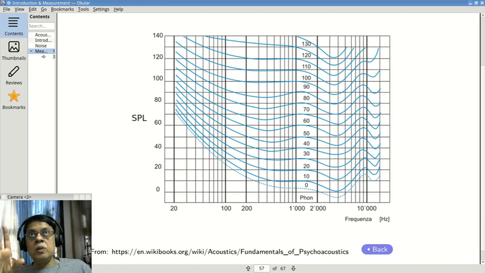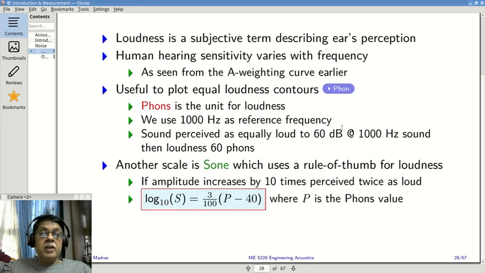So a 50 dB sound at 4000 Hertz will sound as loud as a 60 dB sound at 1000 Hertz. Because your ear is more sensitive, even a lower sound appears to be loud. Alright, so this is one way of measuring this.